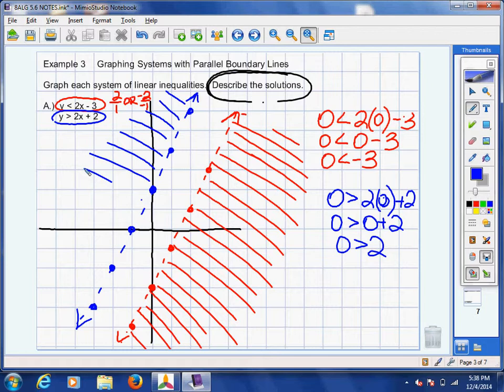Now, we've graphed. We did the first part of it. We graphed the system. But now they want us to describe the solution. I'm going to switch back to black. They want us to describe the solution. Do any of our shaded areas overlap? And the answer is no. Do our lines overlap? No, because they're parallel. So the bottom line here is we're going to end up describing this as saying this system has no solution.